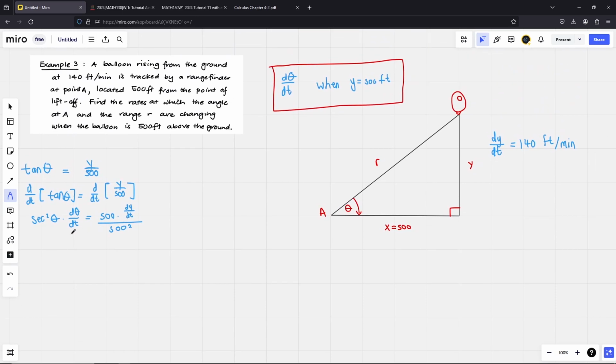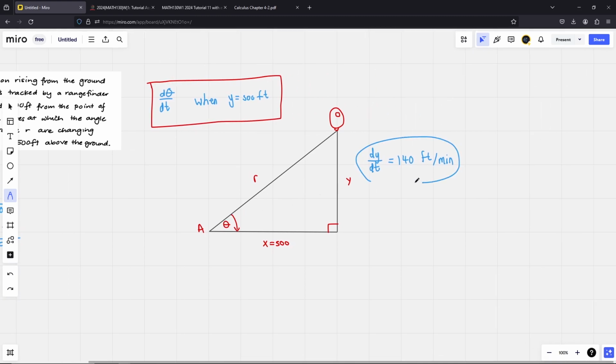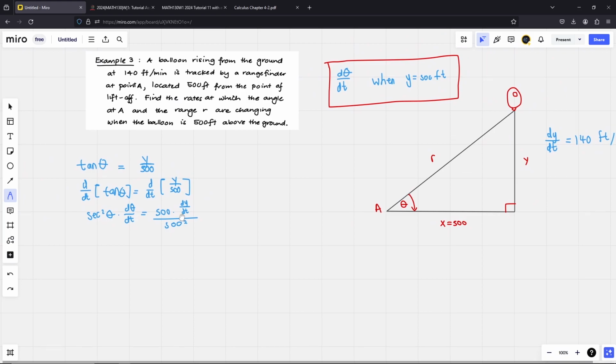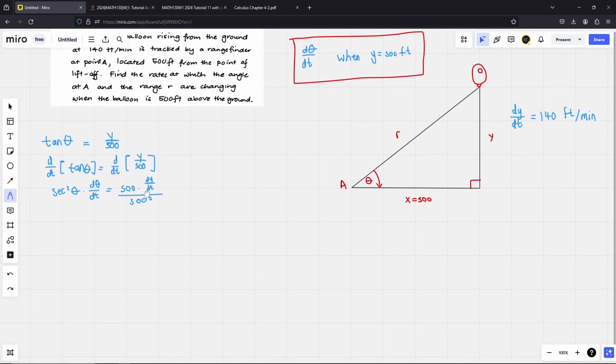So we already have d theta dt, which is one of the things that we want, and we have dy by dt, which is another thing that we wanted. So cool. In the next step, I'm not going to sub in dy by dt just yet. Let's just write down the left hand side as is.